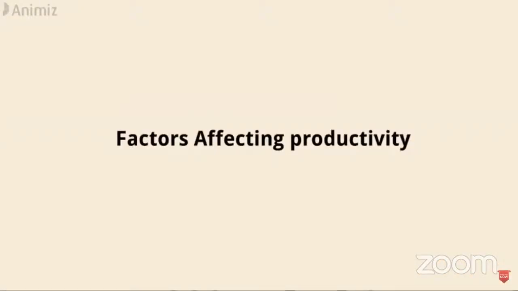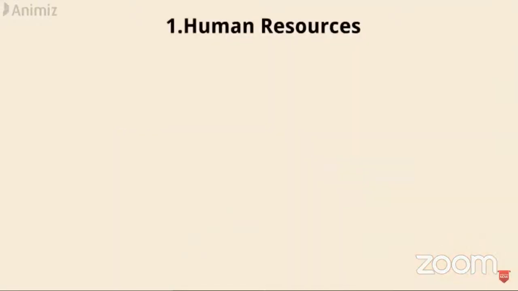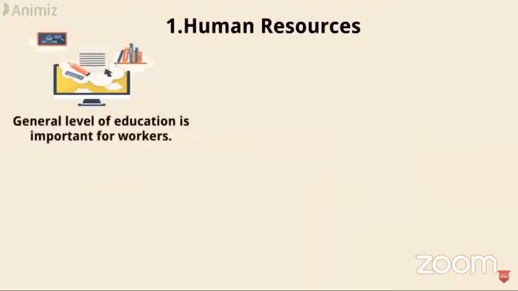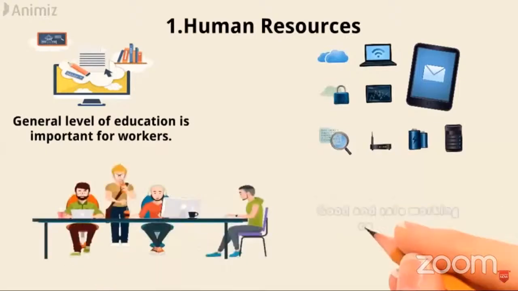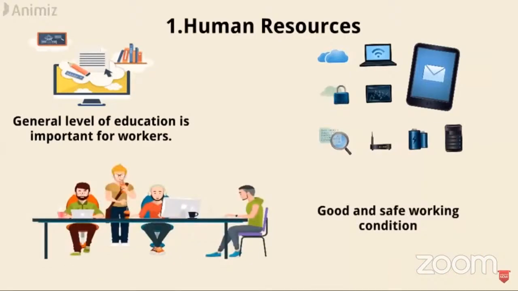There are many factors affecting the productivity. First one is 1. Human resources. The general level of education is important for workers. To operate a computer and other electronic equipment, educated employees are needed. Only payment is not enough. They need to have good and safe working conditions to perform better.